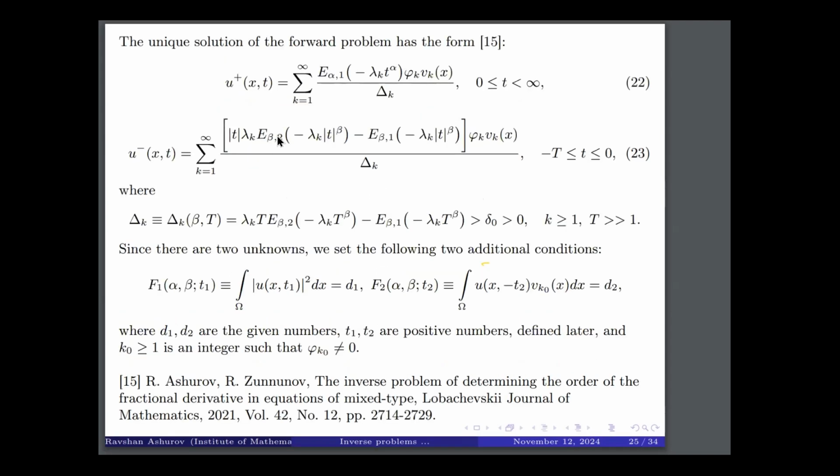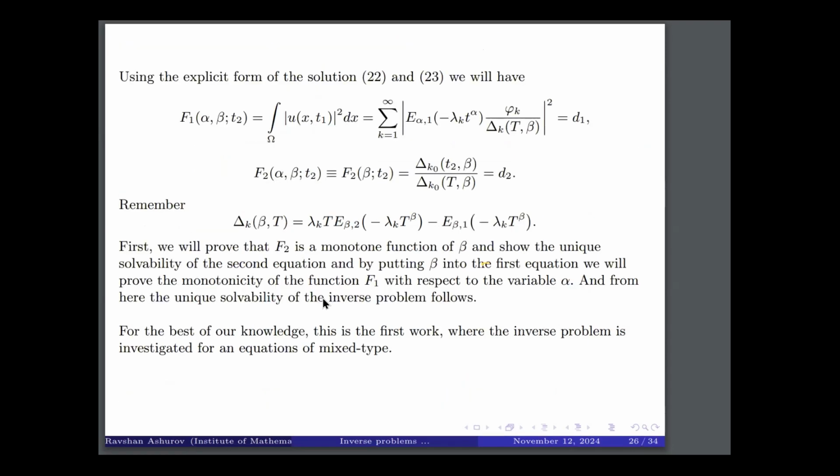To do so, we should first solve the forward problem. The solution of the forward problem has this form. Here t positive, here t negative. And here we first show that this denominator is positive for all k and t if t is large enough. And we put two overdetermination conditions because we have two unknowns, alpha and beta, here the norm and here the scalar product. In fact, you can take here also the norm or here the scalar product. In all the cases, you can solve this inverse problem.